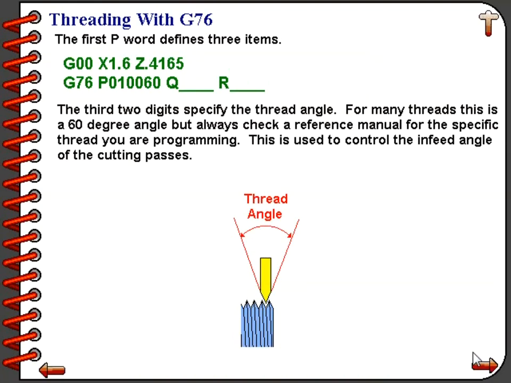The third two digits specify the thread angle. For many threads, this is a 60-degree angle, but always check a reference manual and the blueprint for the specific thread you are programming. This is used to control the infeed angle of the cutting passes, and we'll take a look at that in a little more detail on the next slide.